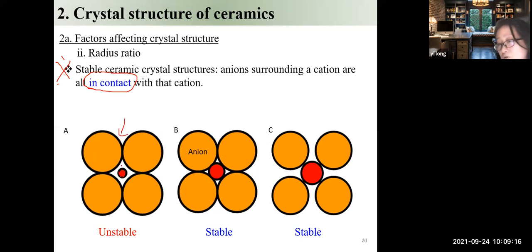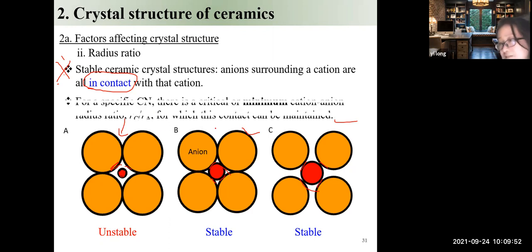No, they're not in contact. But this one is stable, right? Because it's in contact. This one is also stable, it's in contact. So you may ask me why. Actually this is very much a thermodynamic thing: it's low energy, stable. So the fundamental here is you have to make sure the anions surrounding the cation are in contact with the cation. This is super important.